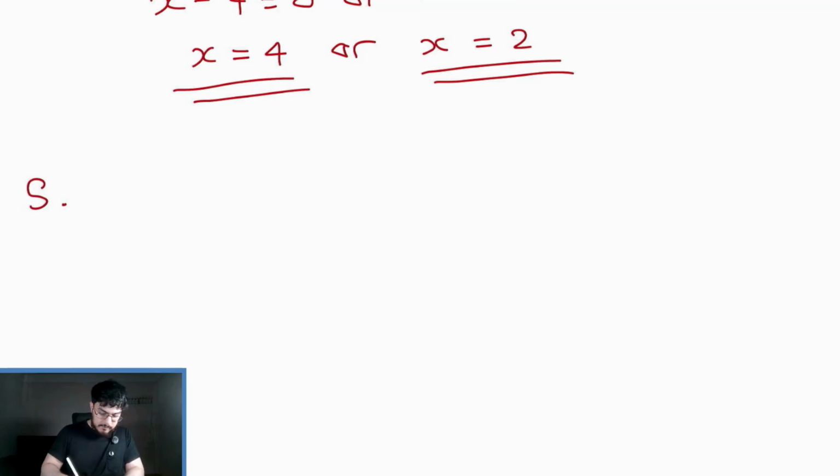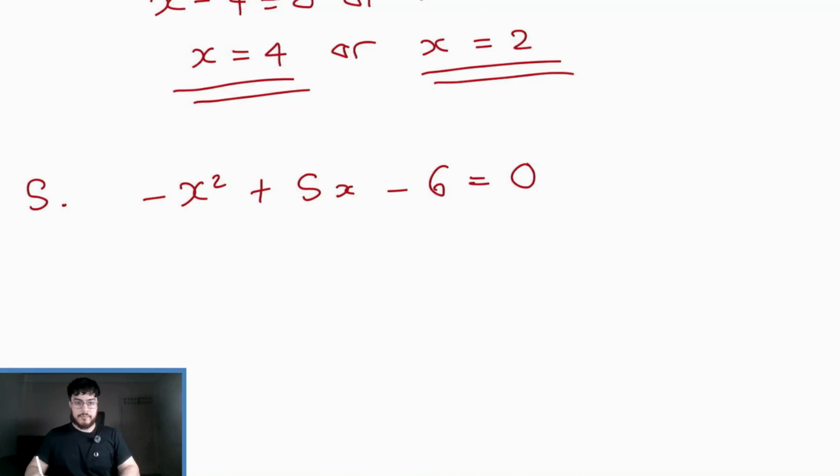We have minus x squared plus 5x minus 6 is equal to 0. Okay, now the method I teach you is always oriented around nothing being in front of the x squared. And so even if it's a negative, we don't like the fact that there is a negative in front of the x squared.